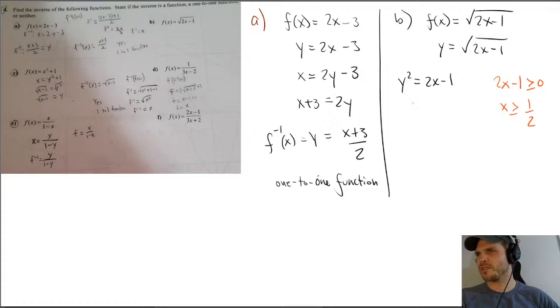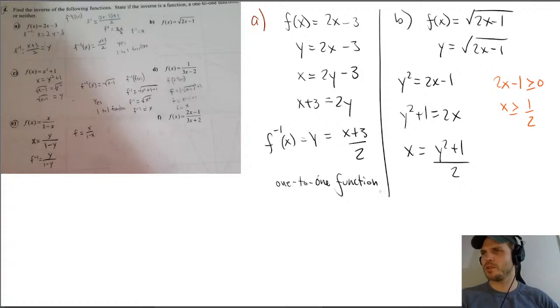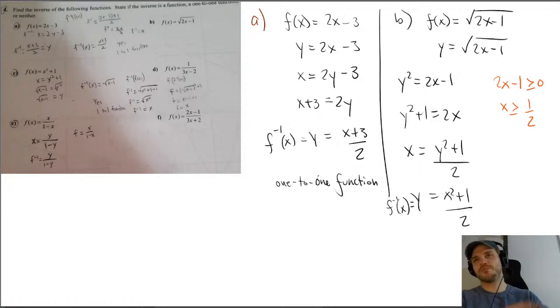Okay, so I'm going to add 1 and then divide by 2. So y squared plus 1 equals 2x, divided by 2. X equals y squared plus 1 over 2. And then we'll swap x and y now. The first time I swapped first and then solved. Now I solved and then swapped. So this is y equals x squared plus 1 over 2, and this is f inverse of x. We need a restriction on this domain.